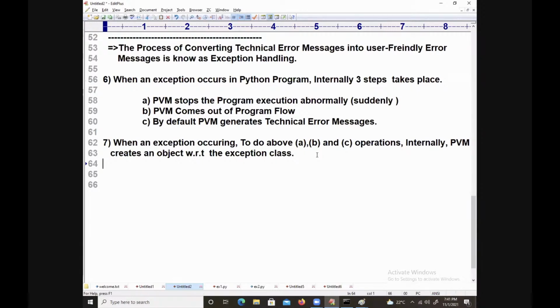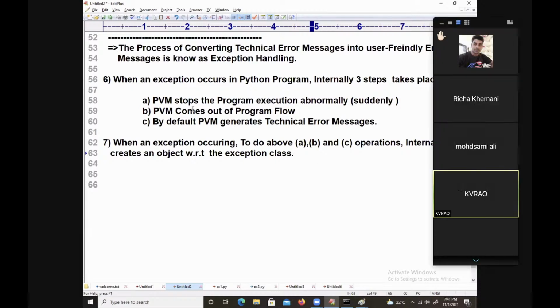Okay. So, last point I am writing. The object of the exception class is created and by default gives which message? Technical error messages. By using the same exception class, we will generate user-friendly error messages also. I am going to give you that.